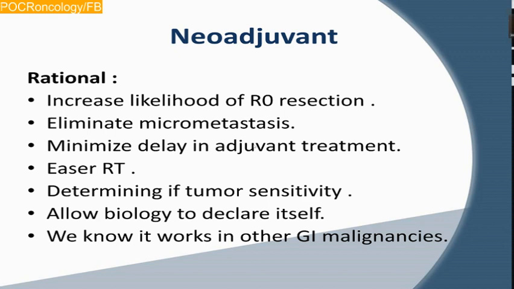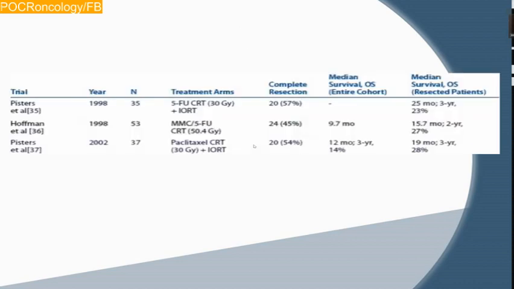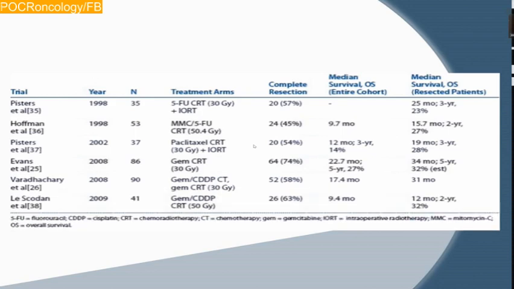Also, we know this can work in any malignancy. We do it in rectum, we do it in gastric, we do it in esophagus, in all cancers. This can work and it usually gives very good results. Borderline data is not randomized. Most of it is prospective phase one, phase two, or retrospective. As you see, there are multiple chemo regimens and also multiple radiation regimens.